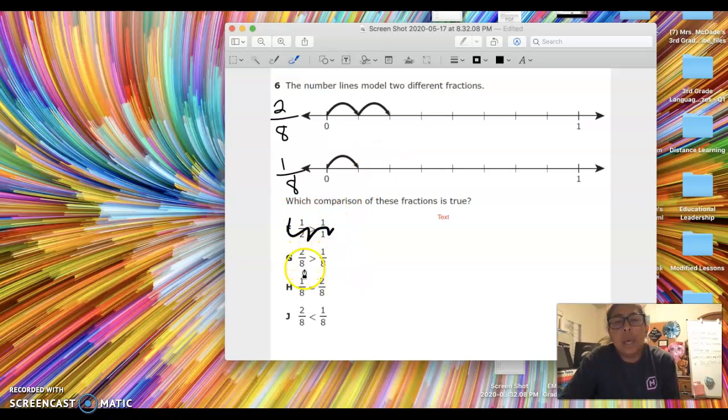Okay. Now, also, 1 eighth is not the same as 2 eighths. As I can see here, they're not the same. So I know that's not right. So this leaves me with 2 eighths is greater than 1 eighth. That means this number line shows that this is greater than this one. And J is telling me that 2 eighths is less than 1 eighth. Well, I know this is not right, and clearly this is the correct one. Okay, so my 2 eighths is greater than 1 eighth.